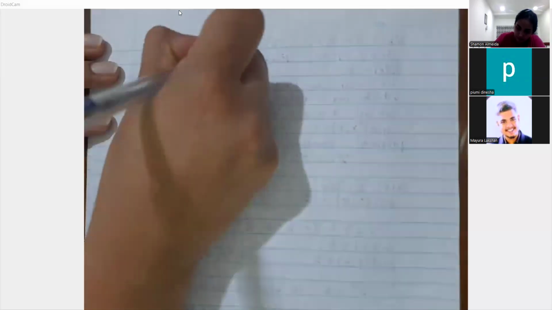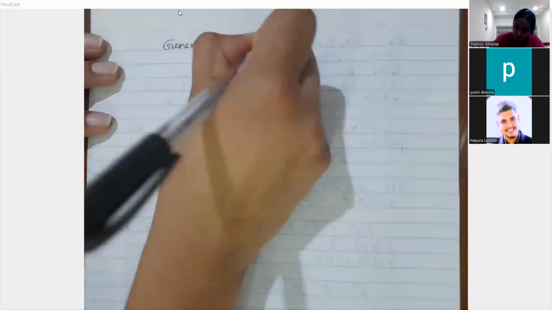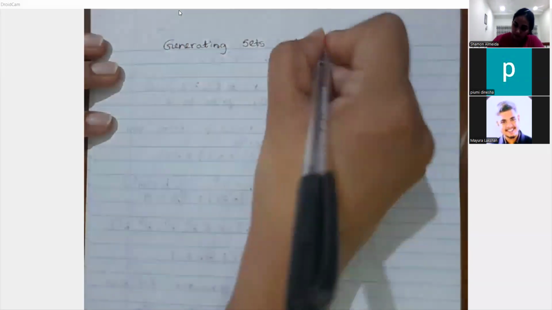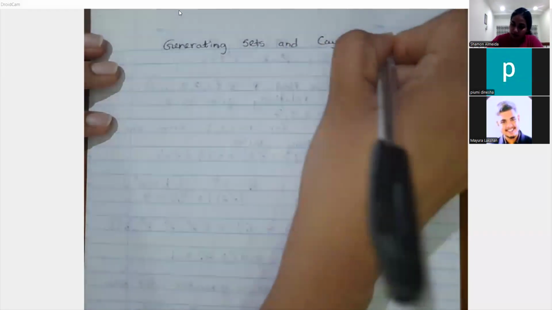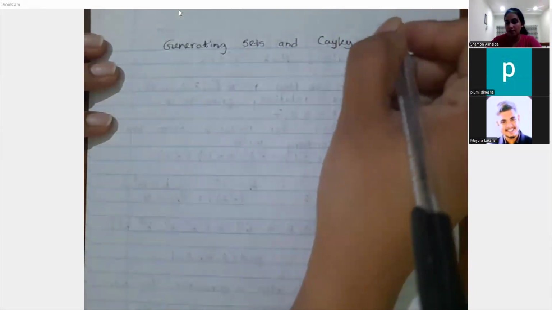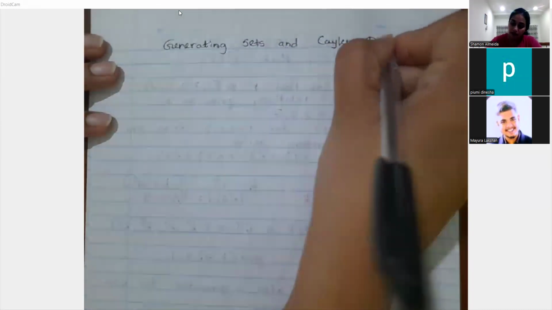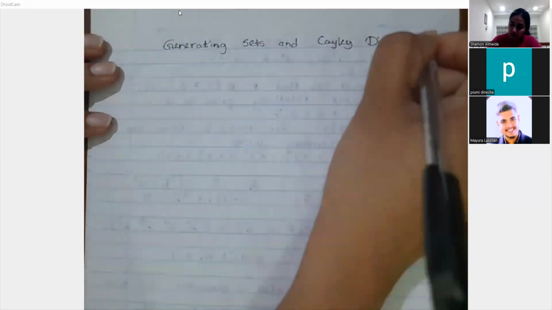Okay. Now, the next topic, generating sets. And Kaylee, digraphs, sometimes we call it diagrams. I'll go with diagram. Okay.